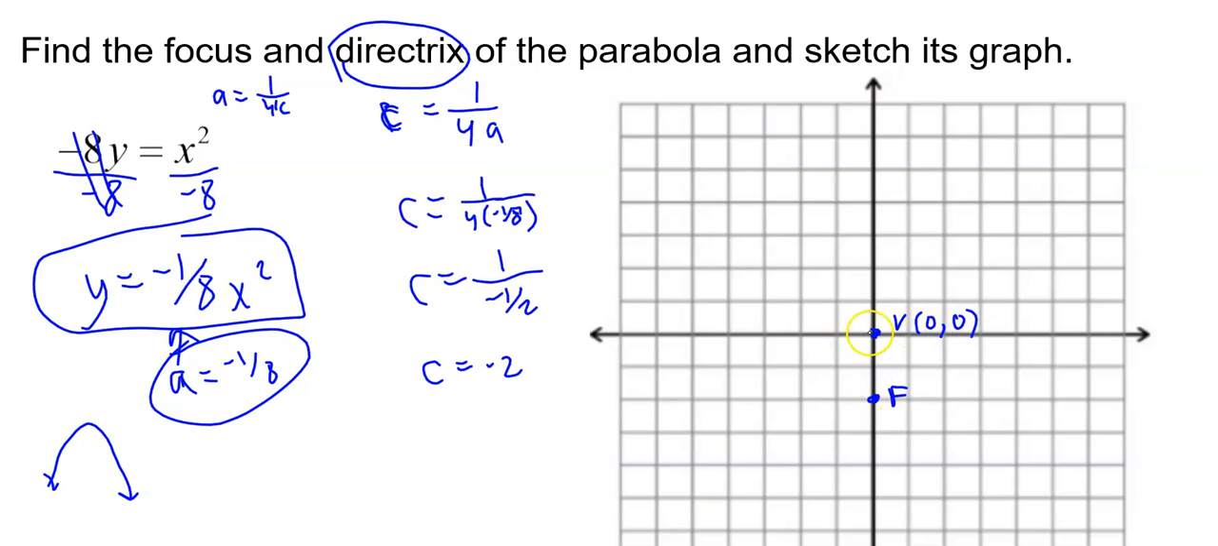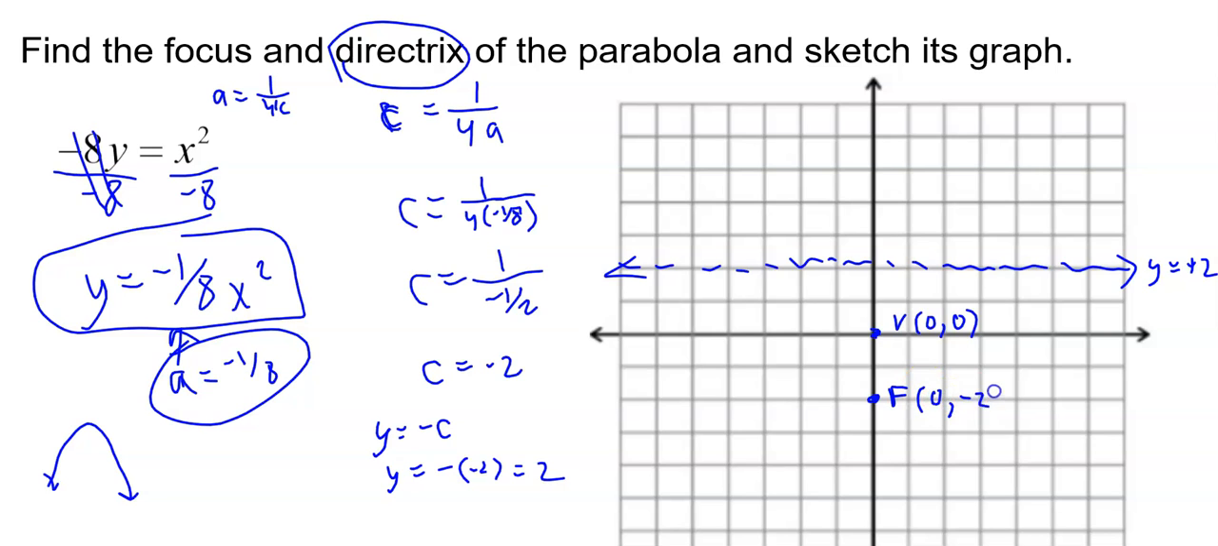And so this distance is C, 2 units down. So I know where my directrix is going to be, right here. If you don't see that, it's the same distance as C. The formula is y equals negative C. So this would be y equals negative negative 2, which is y equals positive 2. That's the equation of that one. The focus point is at 0 comma C, and C is negative 2, so this would be 0 comma negative 2. So you can get that focus point as well.